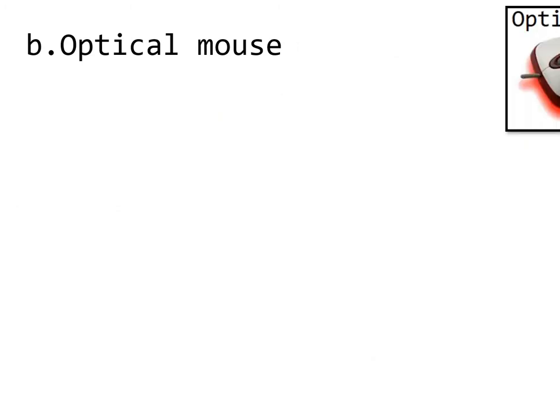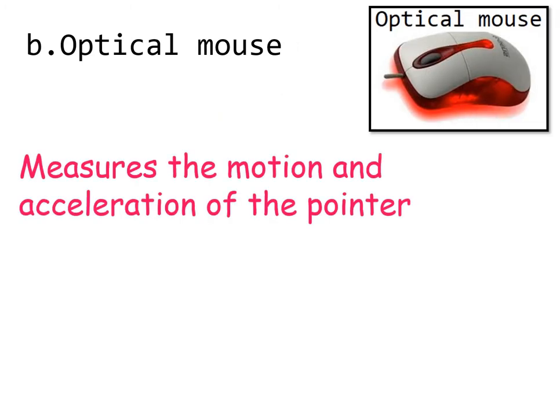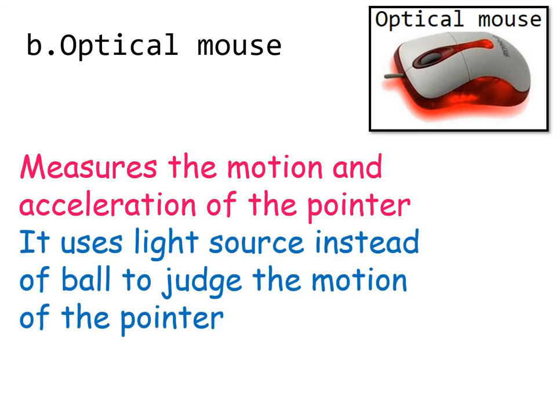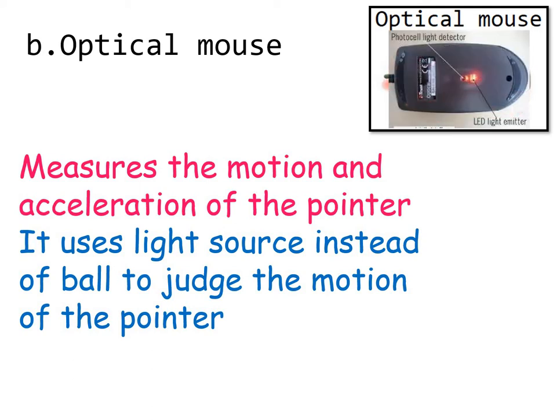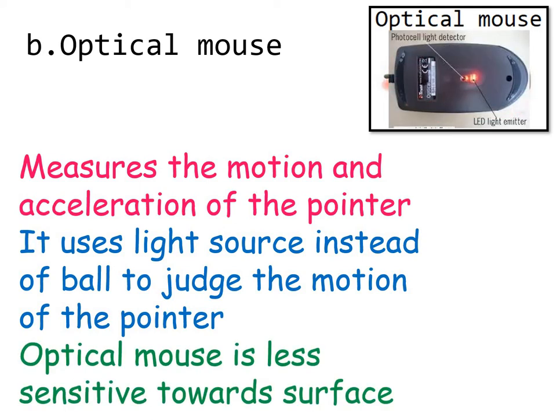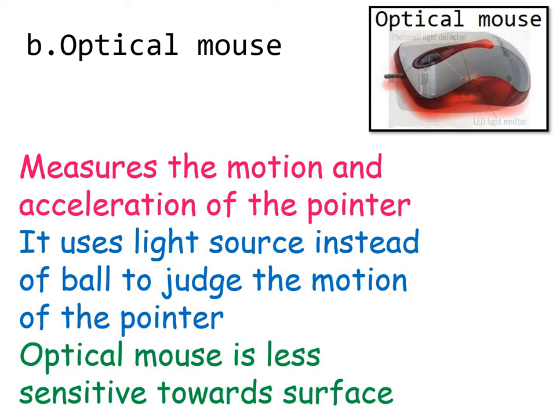Optical mouse. It measures the motion and acceleration of the pointer. It uses light source instead of ball to judge the motion of the pointer. Optical mouse is less sensitive towards surface.